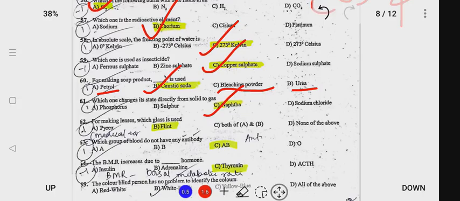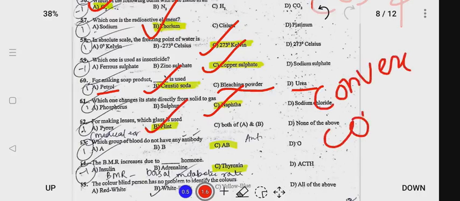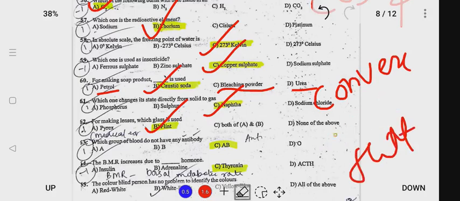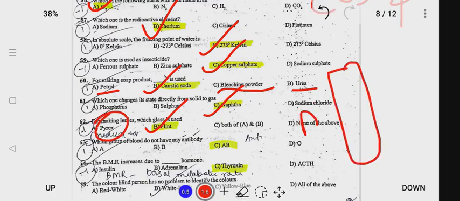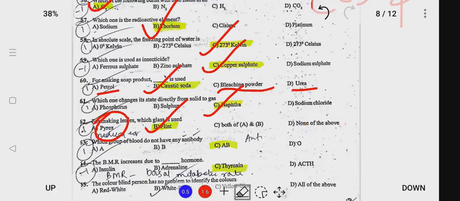Next, for making lenses, which glass is used? Flint glass is used for making lenses, convex lens and concave lens. And for medical equipment, Pyrex glass is used. For example, a test tube is made up of Pyrex glass.